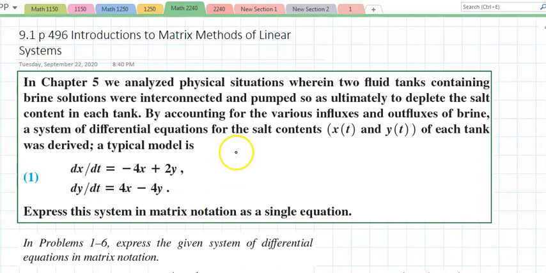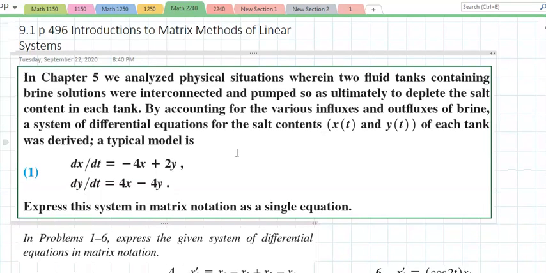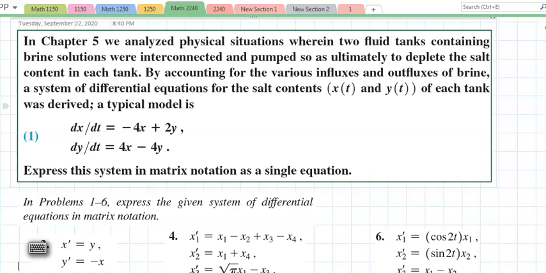Section 9.1, page 496, Introduction to Matrix Methods of Linear Systems. So, they talk about chapter 5. It's really unfortunate that we didn't cover that section.